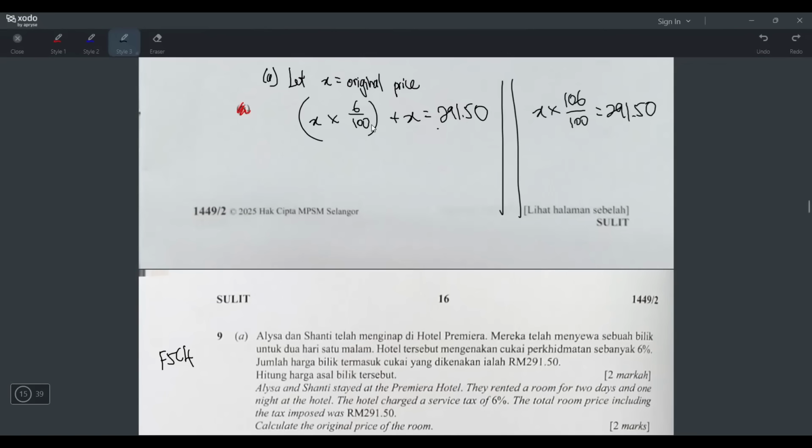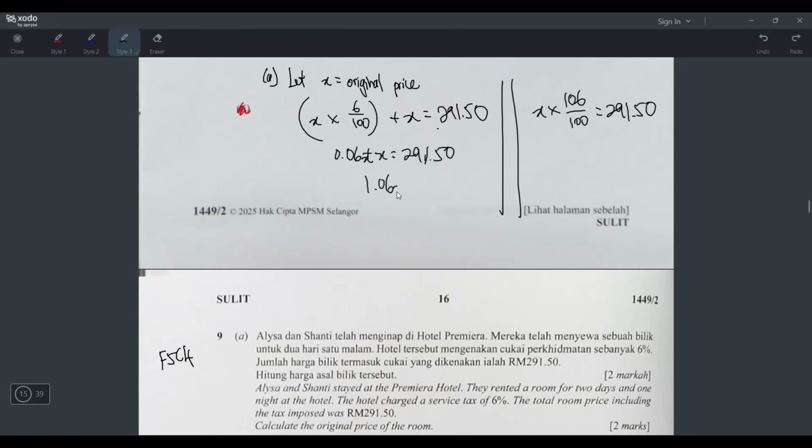Okay, I'll do it like this first. So how to find X from here? Okay, 6 divided by 100 is 0.06. So it becomes 0.06x plus X equals 291.50. Right? Okay, I forgot the X here. Yeah, 0.06x plus x. And what is 0.06x plus 1x? Nothing here means 1, right?